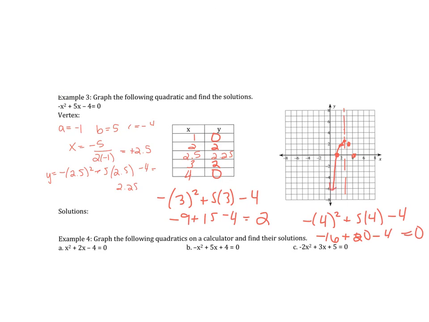So see, it all worked out okay, even though we had a decimal to start with our vertex. Remember, we're only really concerned with where it crosses the x-axis, so our solutions are 1 and 4.